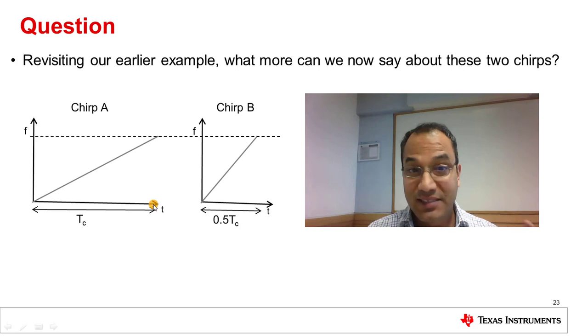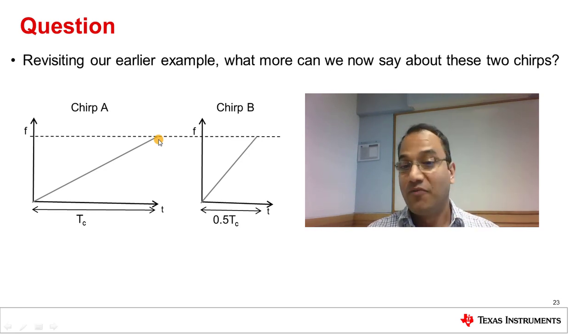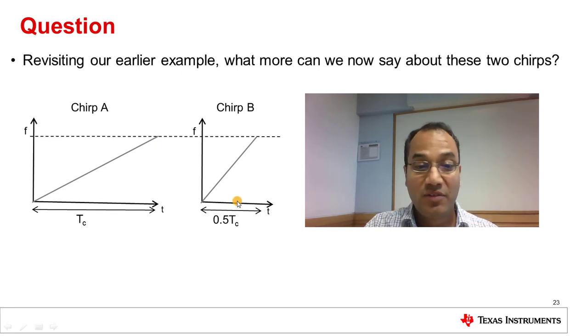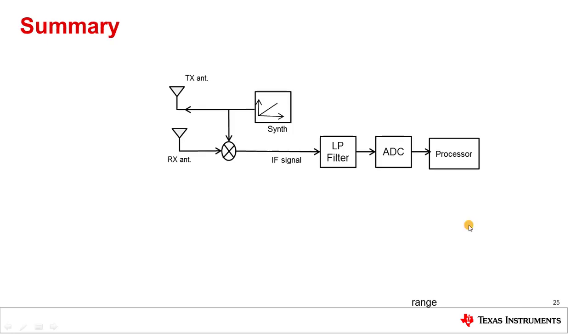Since both A and B have the same bandwidth, they of course have the same range resolution. But note that chirp A has half the slope of chirp B. So for the same maximum range requirement, or for the same Dmax, chirp A would require only half the IF bandwidth, which translates to an ADC with a smaller sampling rate. So while chirp A has the advantage of a more relaxed ADC requirement, chirp B, of course, has the advantage of requiring only half the measurement time. So there is a trade-off going on here.